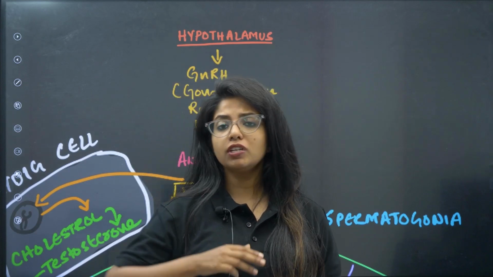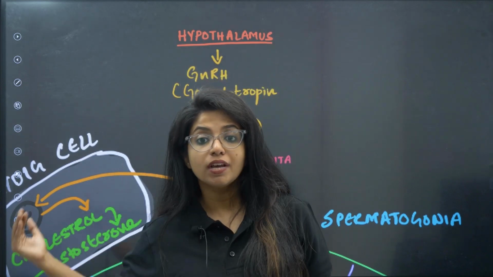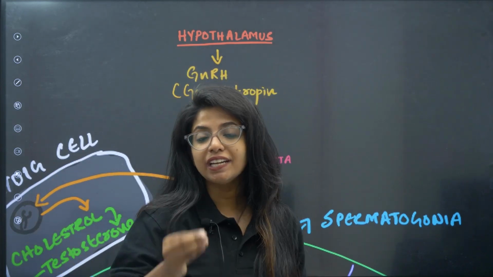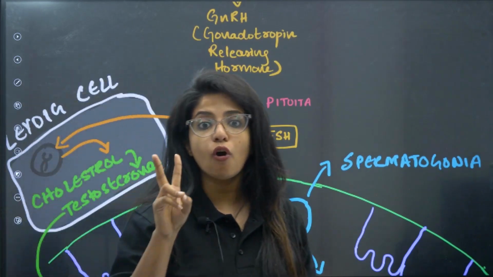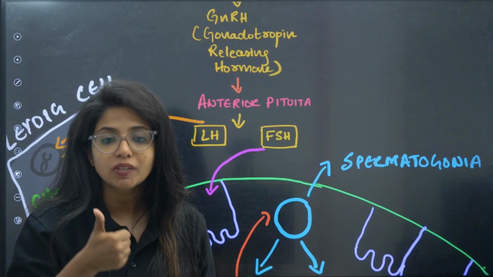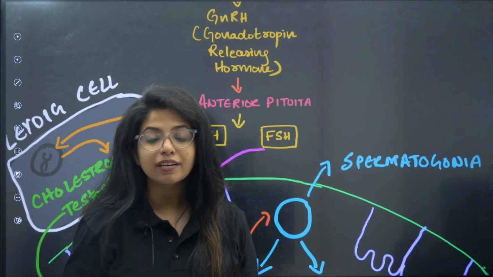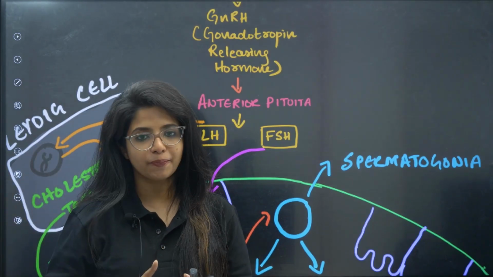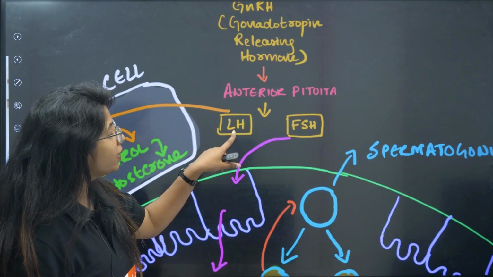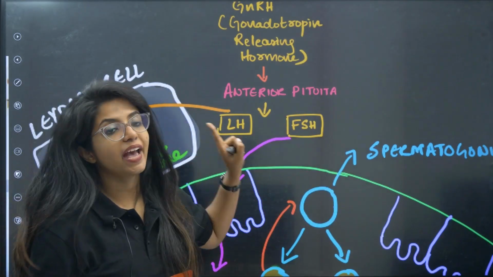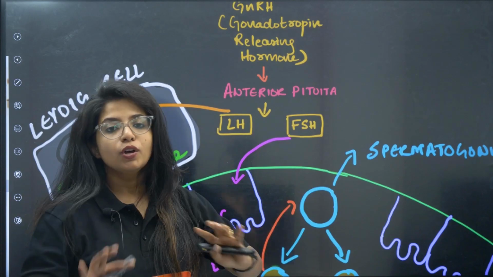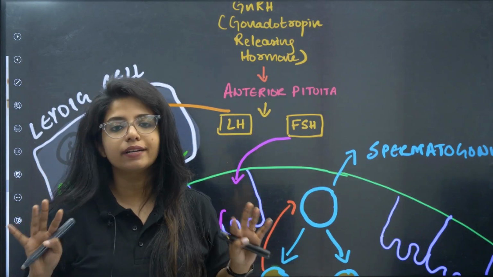So, hypothalamus releases gonadotropin releasing hormone. This goes and acts on the anterior pituitary gland. Now, the anterior pituitary gland releases two hormones. One is luteinizing hormone and the other one is follicle stimulating hormone. One with love I call it LH and the other FSH. Luteinizing hormone and follicle stimulating hormone. Don't worry, we'll write it all. Just try to understand as of now.